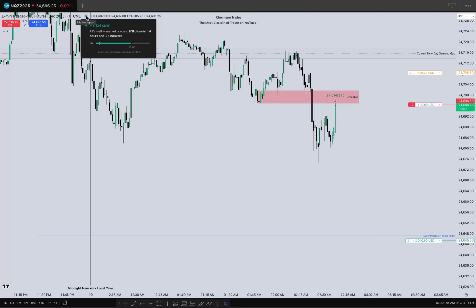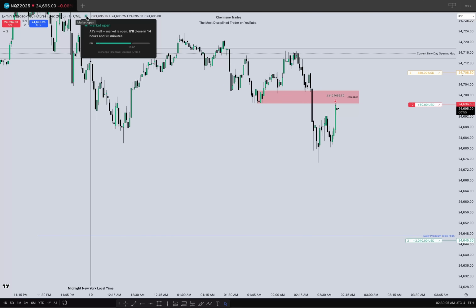Something a little different today. This is actually the London session on NASDAQ. Looking for lower prices, targeting the daily premium wick high. I believe that is Thursday's wick on the daily chart, the high of that. That's my draw on liquidity. Live account, real money, real funds, all that good stuff.